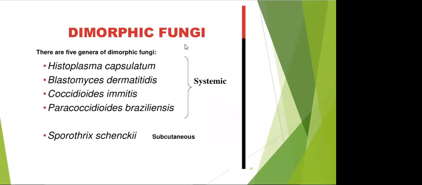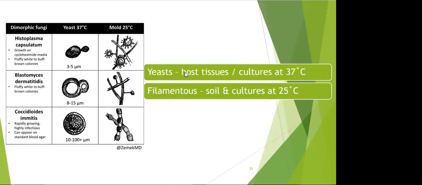These are examples of dimorphic fungi. You can see here that at about 37 degrees Celsius, it appears as a yeast, and at 25 degrees Celsius, it appears as filamentous. So based on the temperature, the organism will switch from one form to another. That's why it's called dimorphic fungi.